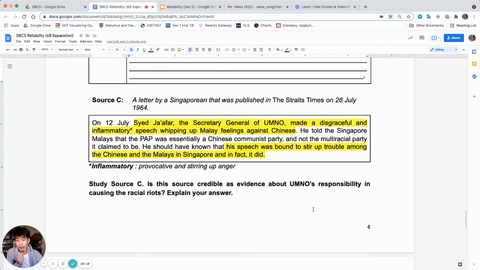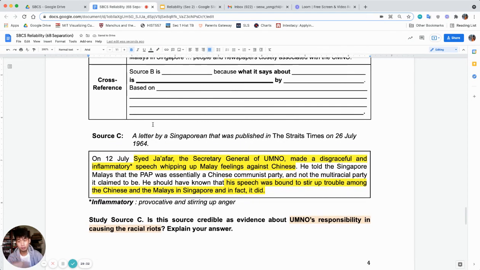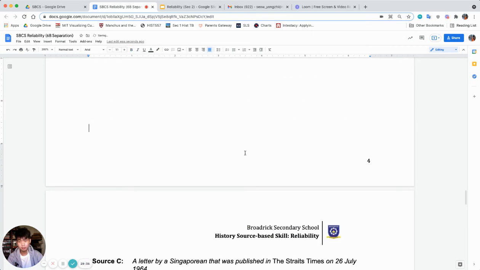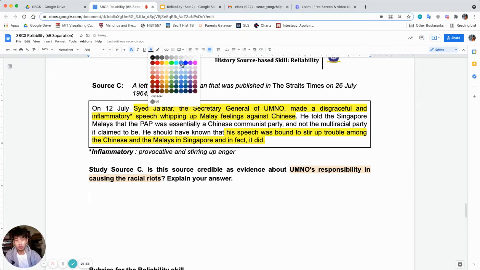And finally, once you're done with that, you can look at source C. Notice that source C, I've done something different. I've added in a question focus. So source C is no longer asking you for checking reliability of a message. It's now asking you for checking reliability of an inference. Okay? So to help you out, I'm going to do it quickly and show you how I would think. I would think like that.